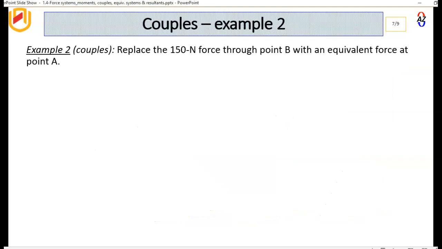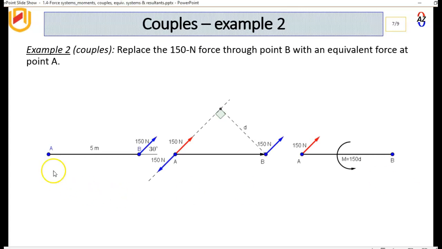Let's look at an example. Replace the 150 Newton force through point B with an equivalent force at point A. So we've got these two points A and B, 5 meters, 30 degrees, 150. We take this 150 and place it here, and also in the opposite direction, like so.